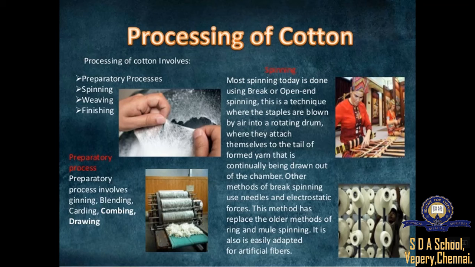After about 3 days, the petals fall down, leaving behind a green seed-like structure. That green structure is called a boll.